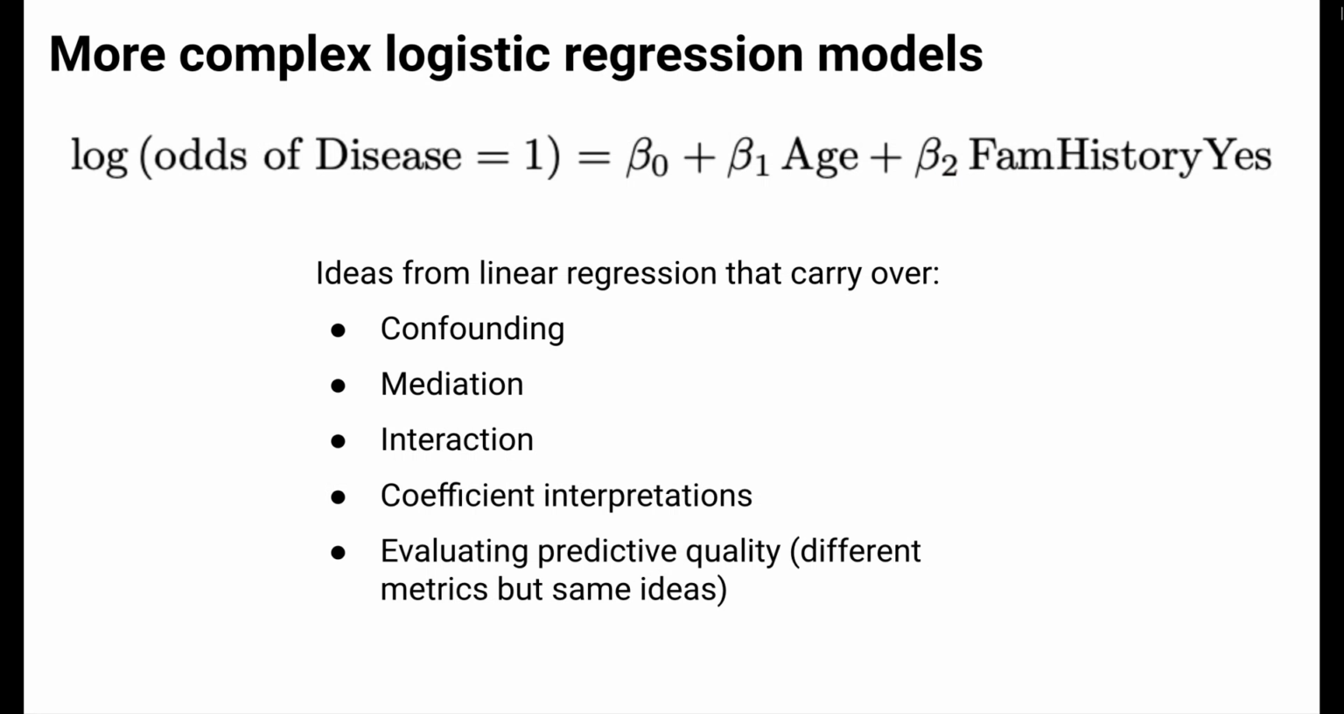Going beyond our O-ring data, logistic regression models are more broadly useful in many settings, one important setting being public health. So for example, logistic regression models can be used to understand risk factors for a disease in a model such as this. Here, the log odds of having a disease is predicted by multiple predictors, age, and family history. We'll see that the concepts of model building and output interpretation that we developed for linear regression models will continue to apply for logistic regression models.